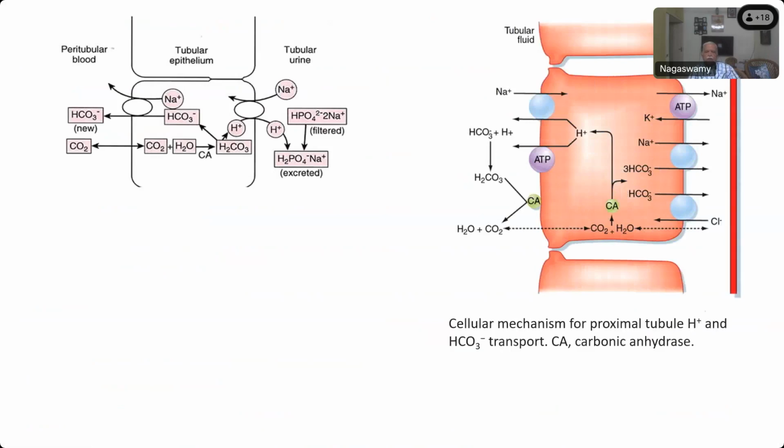So cellular mechanism of the proximal tubule, hydrogen and bicarbonate transport, and what percentage of bicarb is reabsorbed at various levels. In a normal healthy kidney, it always tries to reabsorb bicarbonate and eliminate hydrogen ion, because as I told you, life is an acidogenic process and more hydrogen ions are produced in our body. So to maintain the slightly alkalotic pH, we need more bicarbonate.